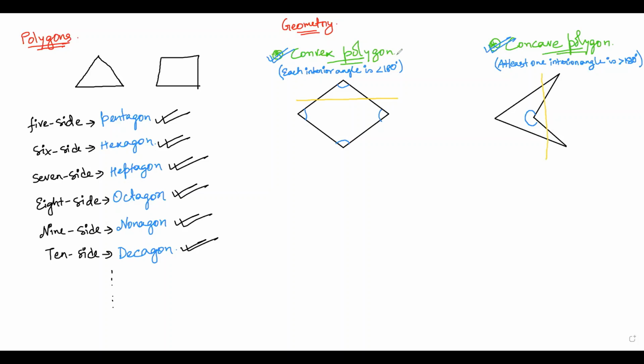So, a convex polygon is a polygon in which all the interior angles are less than 180 degrees, whereas a concave polygon is a polygon in which at least one of the interior angles is more than 180 degrees.